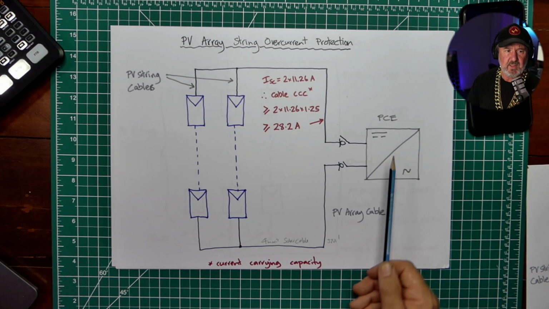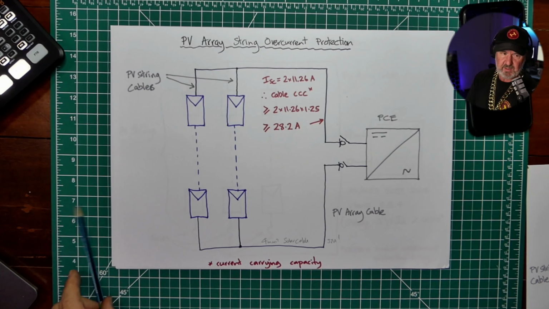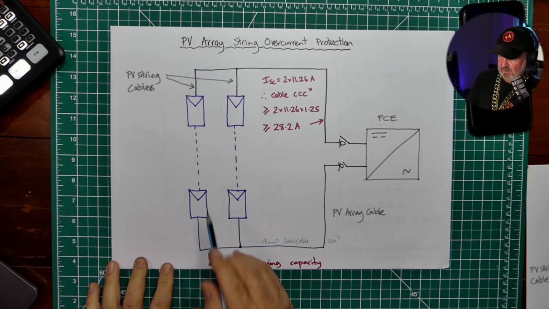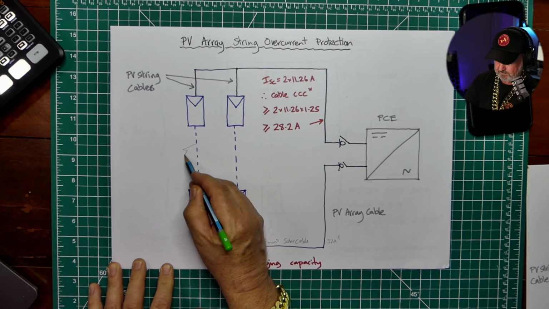So that's all good. But the question is, and this is where I'm going to have to draw some faults in this situation, is if we have a fault in one string.